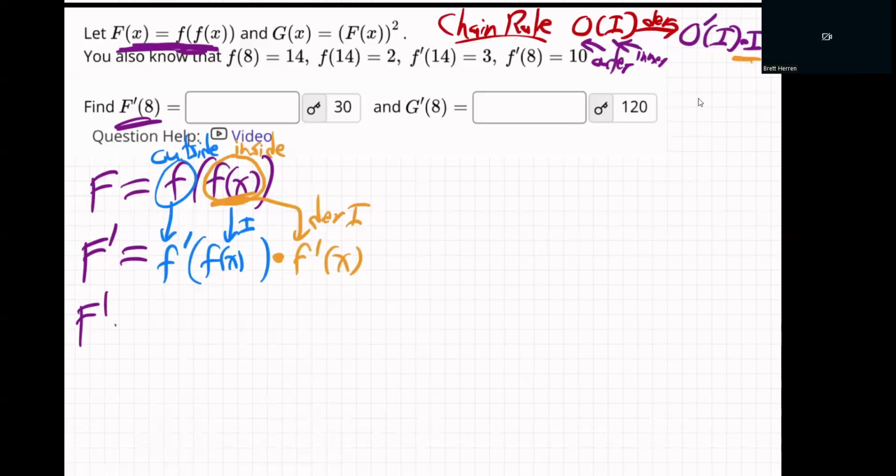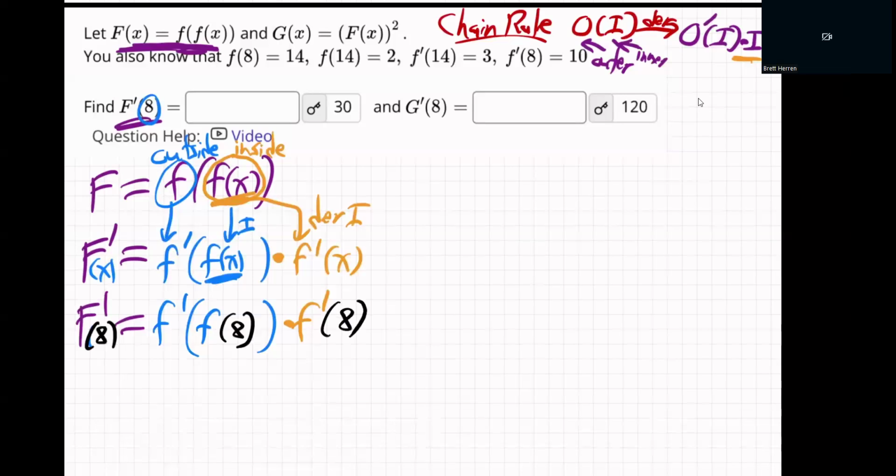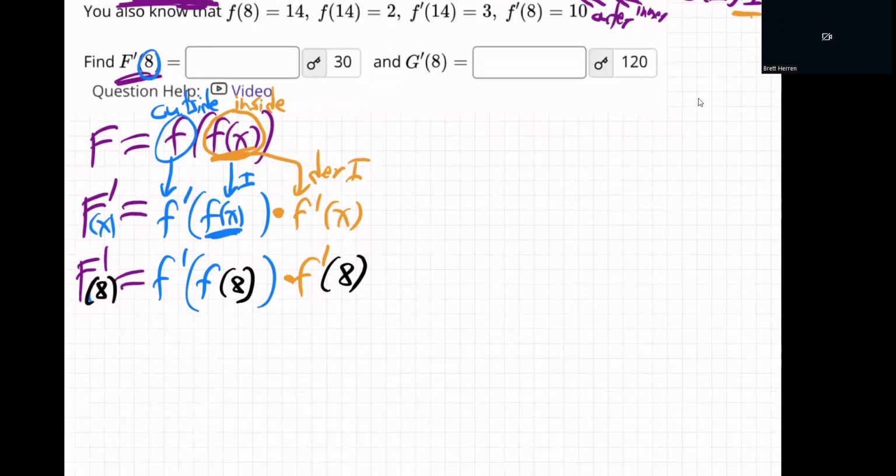So this f prime is going to be f prime of, and then in here is f of x. What are we plugging in? They said plug in 8. I should have said x here, and now we're plugging in 8. So that's going to be f of 8 times f prime of 8. Does that make sense? We took the capital F prime, we did the chain rule, drew the outside, keep the inside the same, times the derivative of the inside. Then we're plugging in 8 in the two places where we've got x.